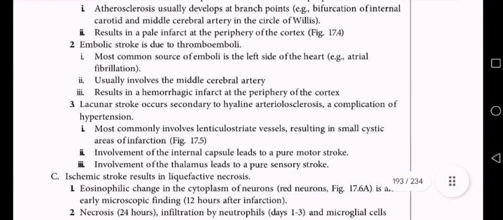So, back to lacunar stroke. It occurs secondary to hyaline arteriosclerosis, a complication of hypertension, which we all know, but most commonly involves lenticulostriate vessels, resulting in small cystic areas of infarction. Involvement of the internal capsule leads to pure motor stroke, and involvement of the thalamus leads to pure sensory stroke. So this is something we have to remember.